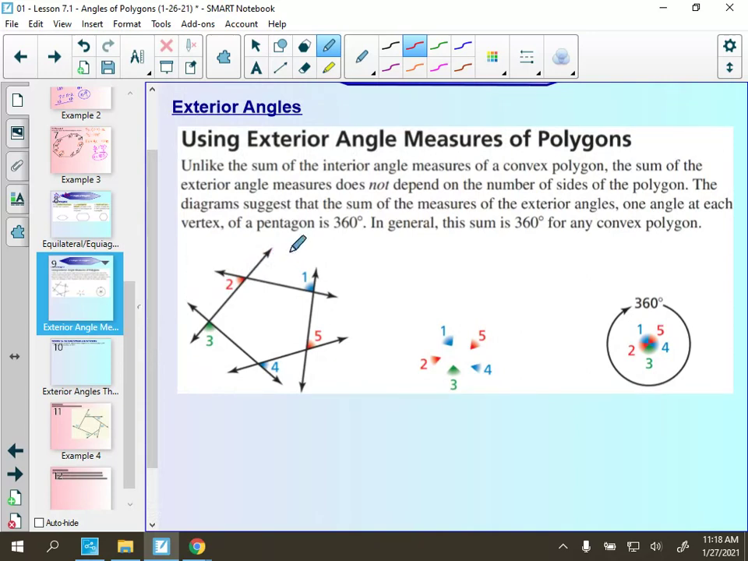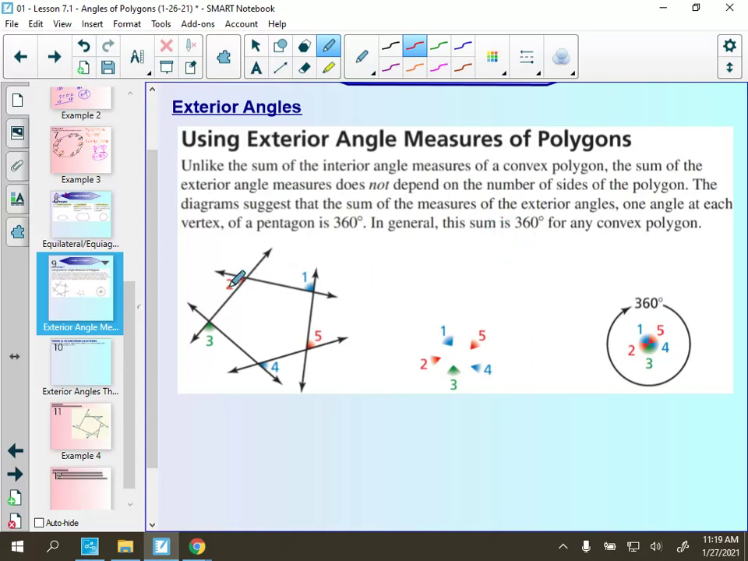We're still talking about the sum, adding up exterior angles. But what's somewhat interesting is that it doesn't matter how many sides you have. You could have a 500-sided figure, where the sum of the interior angles would be crazy huge: 500 minus 2 times 180, a huge number. The exterior angle sum never changes.